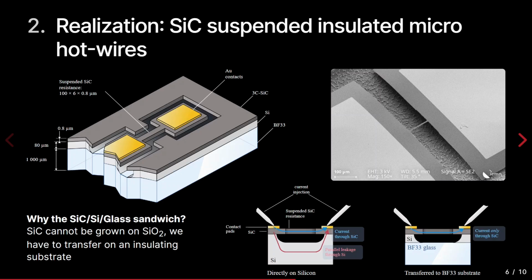And when we do our system, like we tried it, we have these huge current leaks through the substrate. This is a problem. People who want to do silicon carbide hot wires, they know this problem, and it's really hard to overcome. And our solution here is to make a sandwich of silicon, and the real substrate is Borofloat 33 glass. That means that when we probe our wire, the current is only in the SiC, so in our sensing material.